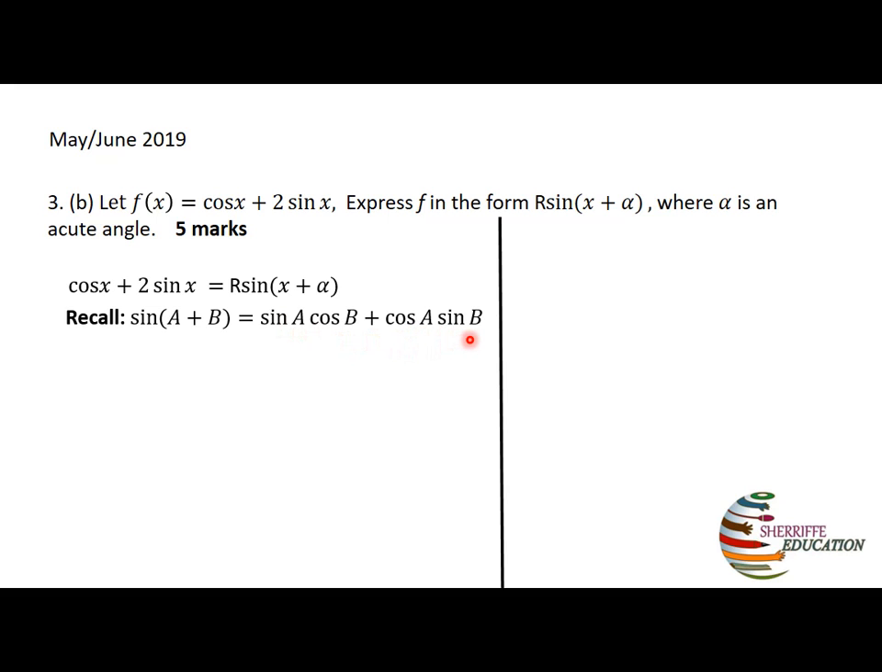Now applying this here, we have cos x plus 2 sin x is equal to r sine x cos alpha plus r cos x sine alpha. So x would be a, and alpha would be b. That gives us the expansion. And also remember here, we're multiplying by r, so we multiply each term by r. The next step is to equate the coefficients.